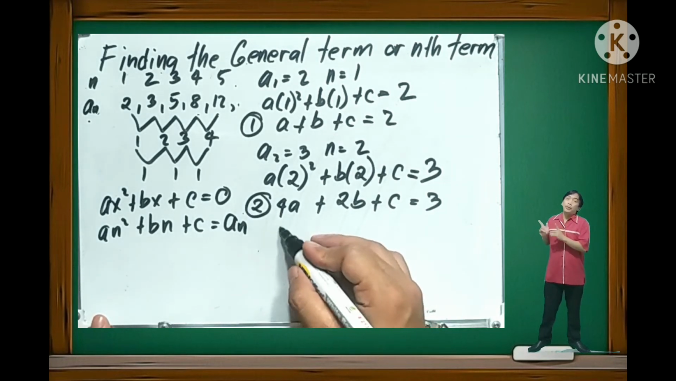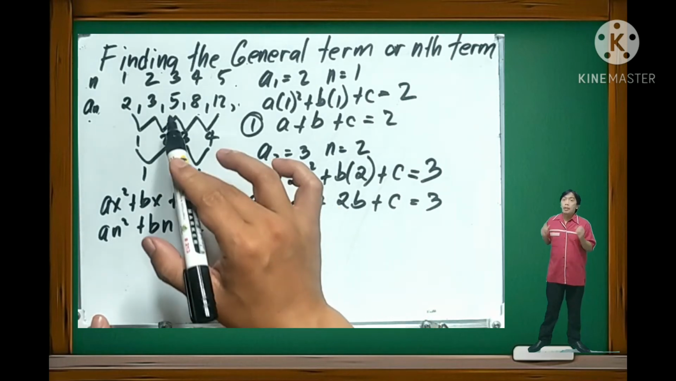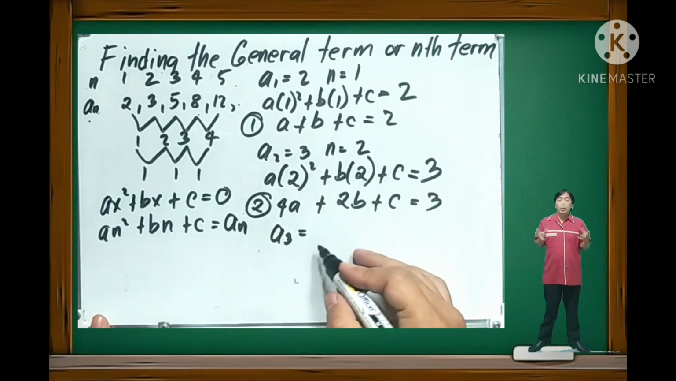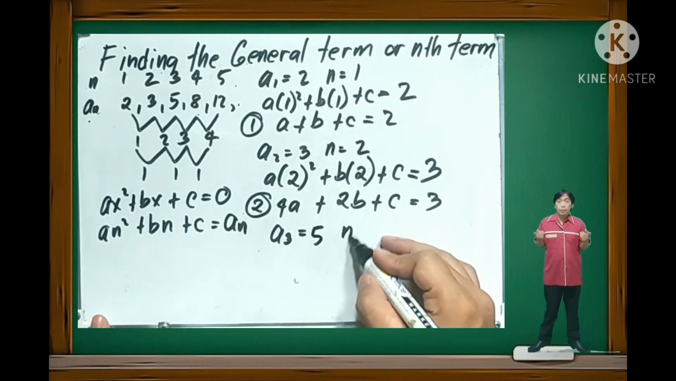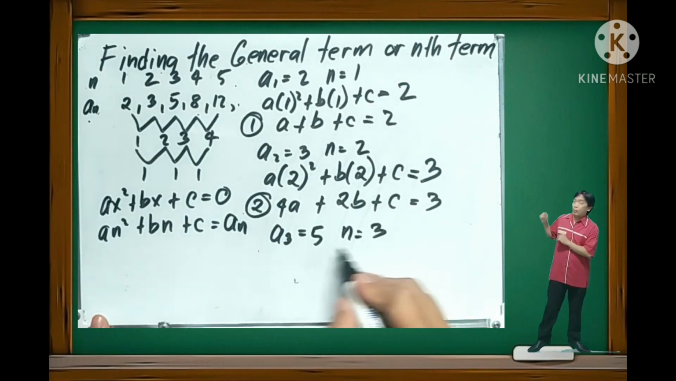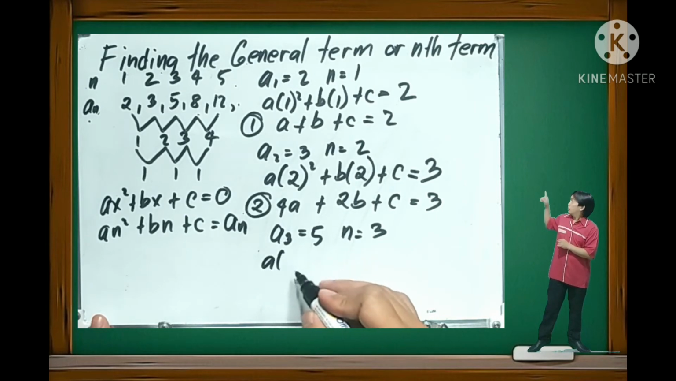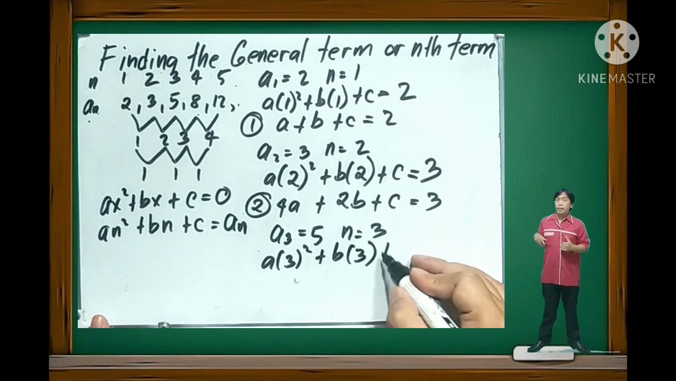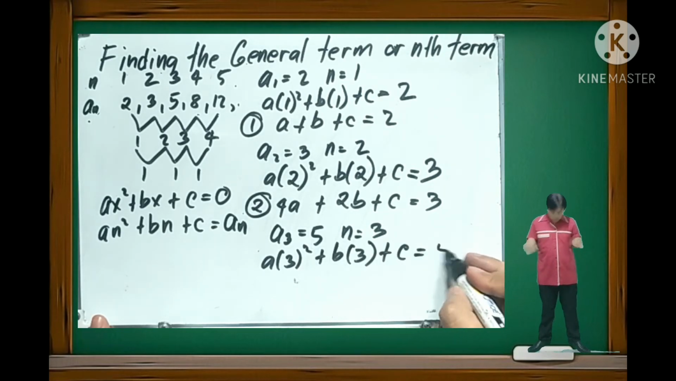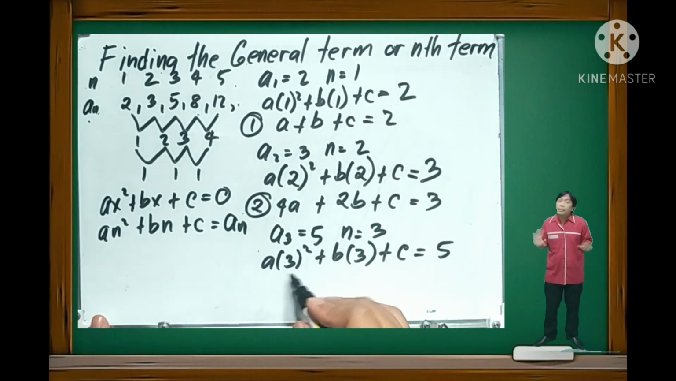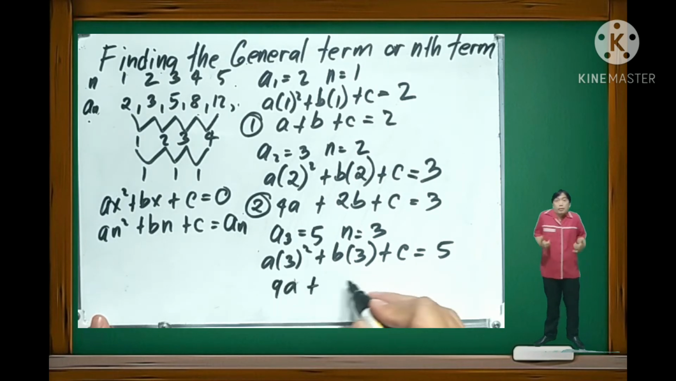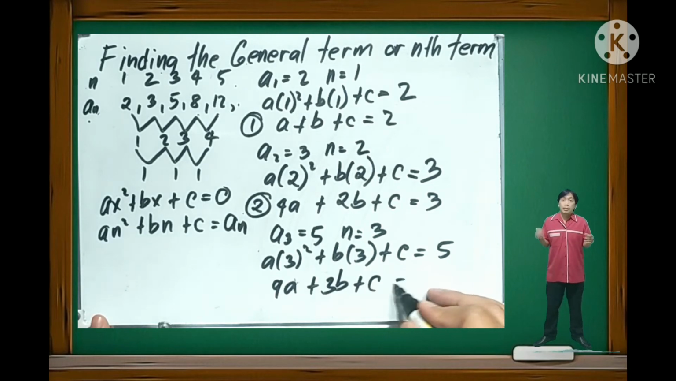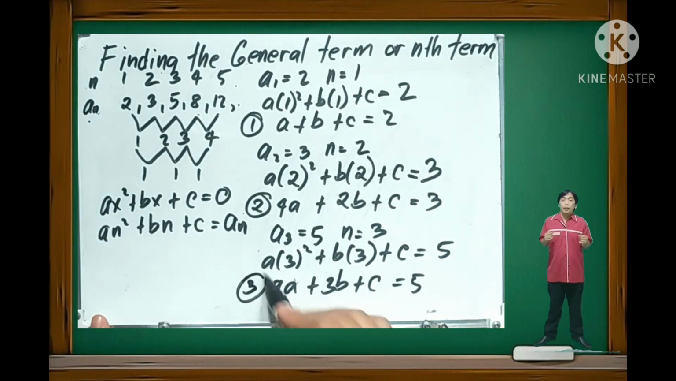Now for our a sub 3, the value of n is equal to 3, and we have 5 here. So let's substitute: a times 3 squared plus b times 3 plus c is equal to 5. So 3 squared is 9, times a, which is 9a, plus 3 times b, or b times 3, that is 3b, plus c is equal to 5. That is our third equation.